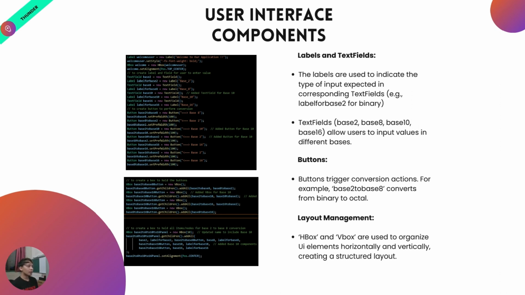Meanwhile, the buttons are to trigger the conversion action. Later on, someone else will explain the conversion. For example, we use the base 2 to base 8 button to convert from binary to octal. But this is just the user interface component, basically the layout of the display UI. And for the layout management, the HBox and VBox are used to organize UI elements horizontally and vertically, creating a structured layout.